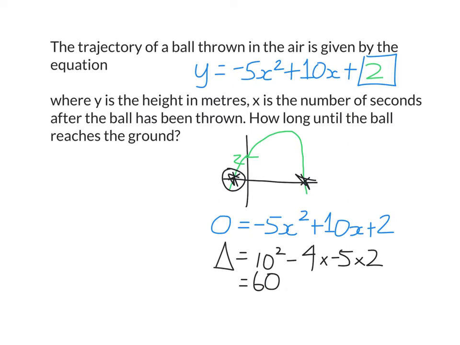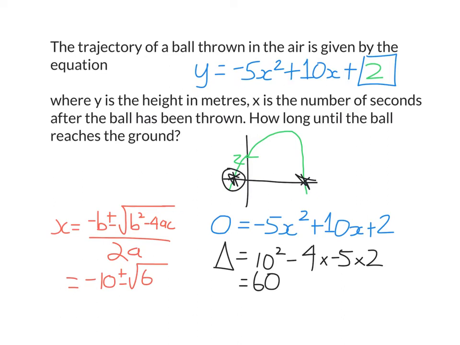So let's now use the quadratic formula. So in this equation, x will be minus b, so minus the number in front of x, plus or minus the square root of the discriminant, all divided by 2a. And of course, a in this case was minus 5. So there are 2 solutions here: minus 10 plus root 60 over minus 10, or minus 10 minus root 60 over minus 10.